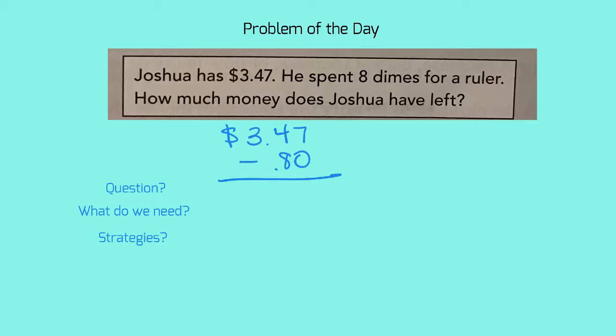All right, 7 minus 0 is 7. We can't take 8 from 4, so we need to borrow from the 3. Change that to a 2. Bring the 1 here. 14 minus 8 equals 6. And 2 minus nothing. There's nothing here, so 2 minus nothing is 2. So your answer is $2.67.